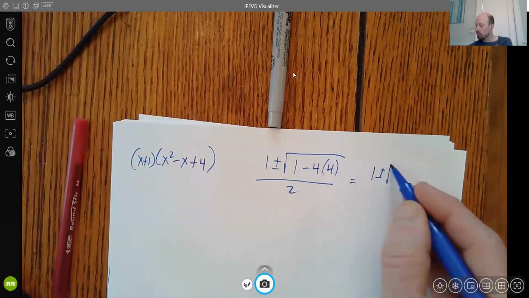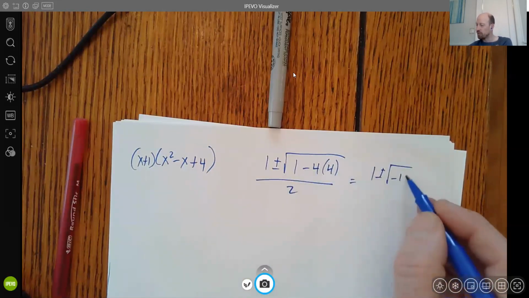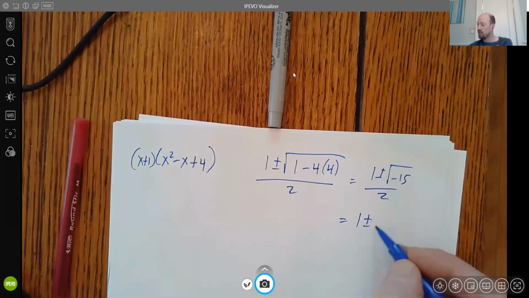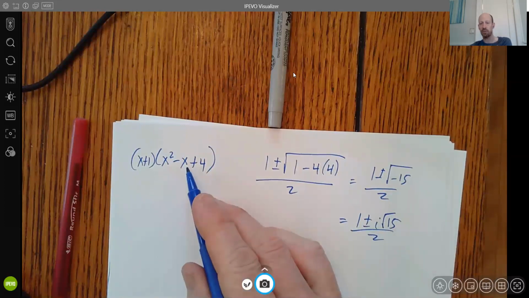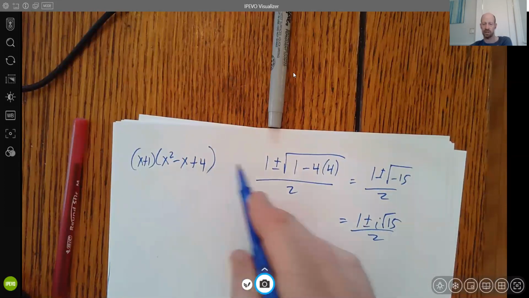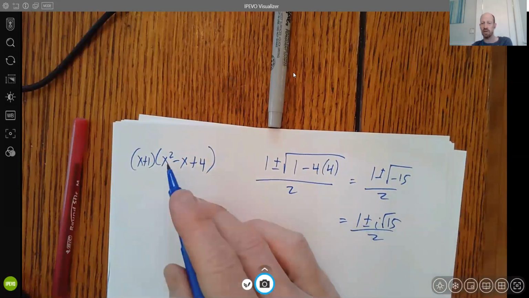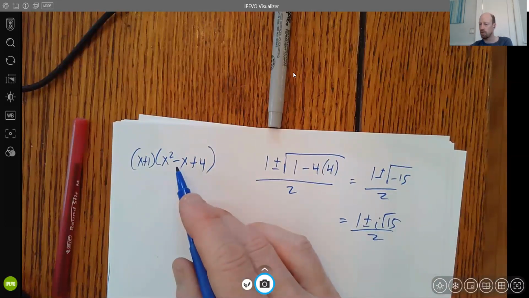1 plus or minus the square root of negative 15 over 2. So I see that these are imaginary solutions. They are not rational. I would have never found them by looking for rational zeros because they're not rational, but they are zeros. These are values that make this quadratic equal to 0. That's what the quadratic formula tells us. And there's 2 of them. I knew there was 2 of them because it's a degree 2 polynomial.